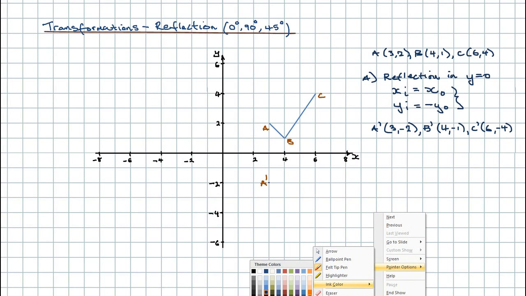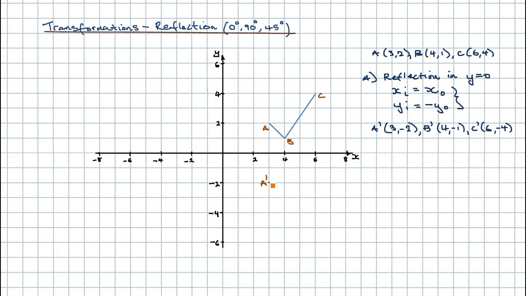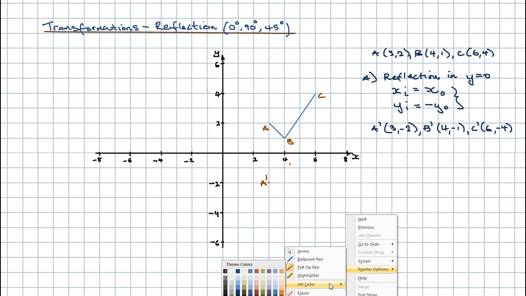Okay, so let's mark those on here. So we've got 3, 2, we've already marked on. So 3, negative 2 is here. We've got 4, negative 1, so that's here. So that's, whoops, wrong colour.